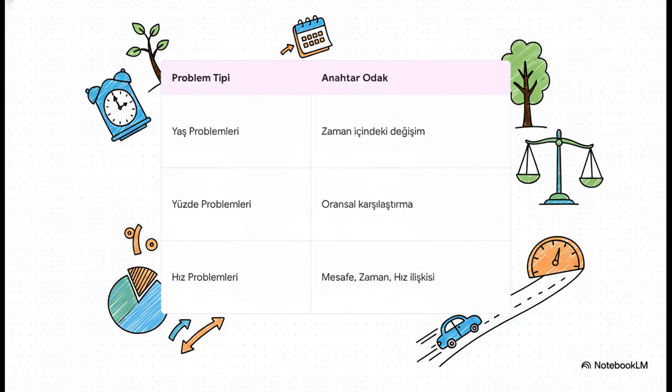At first, it can seem like there are a million different types of problems. But what if we just group them by their core idea? Age problems? They're really just about tracking change over time. Percentage problems are all about comparing things proportionally. And speed problems? That's just a relationship between distance, time, and speed. Once you focus on the core logic, they become way less intimidating.